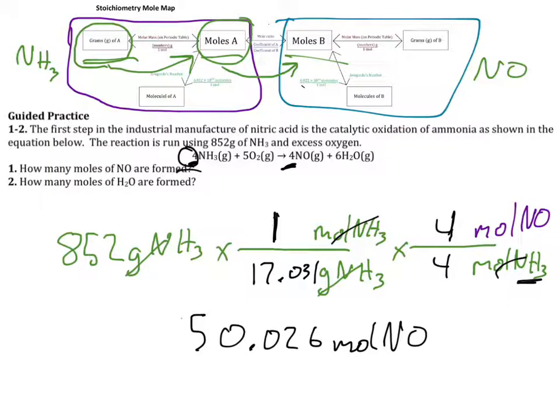Except that's not quite right, because we need to count sig figs. So we need to consider sig figs. I know it's been a long time since we've really done that, but it's really easy. The sig figs you start with, we're starting with 3 sig figs, need to be the sig figs you end with. So there's the answer with correct sig figs. 50.0 moles of NO.